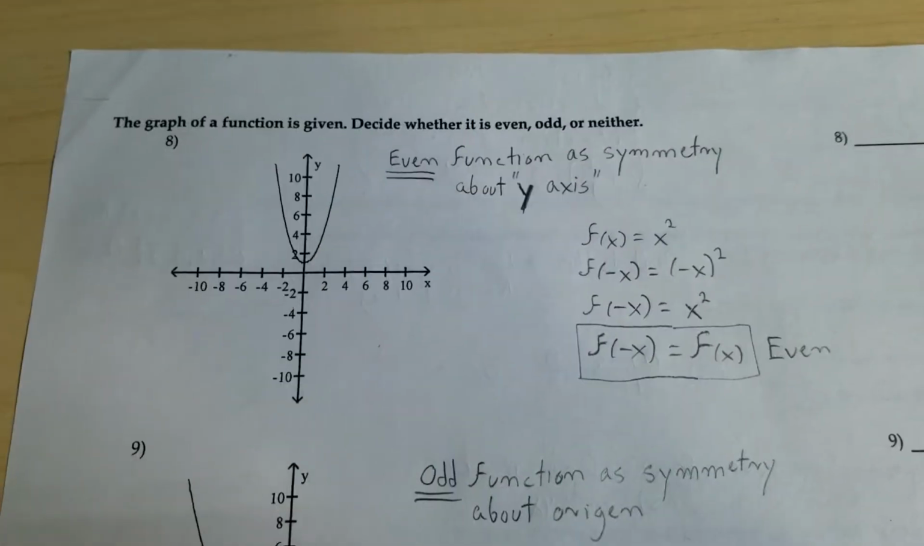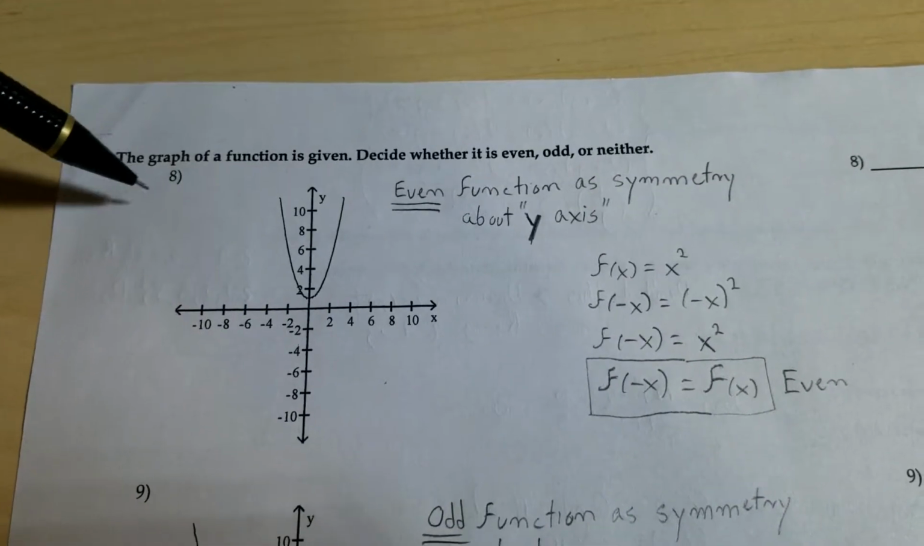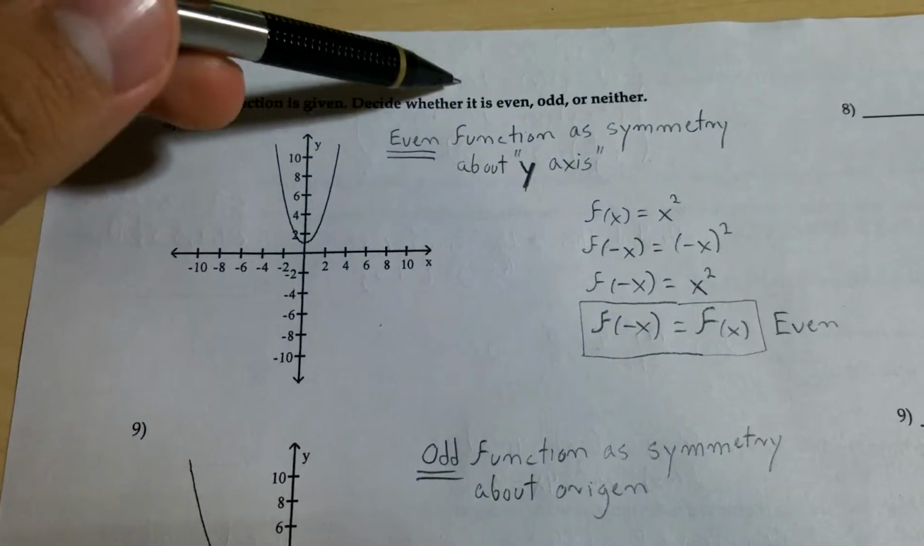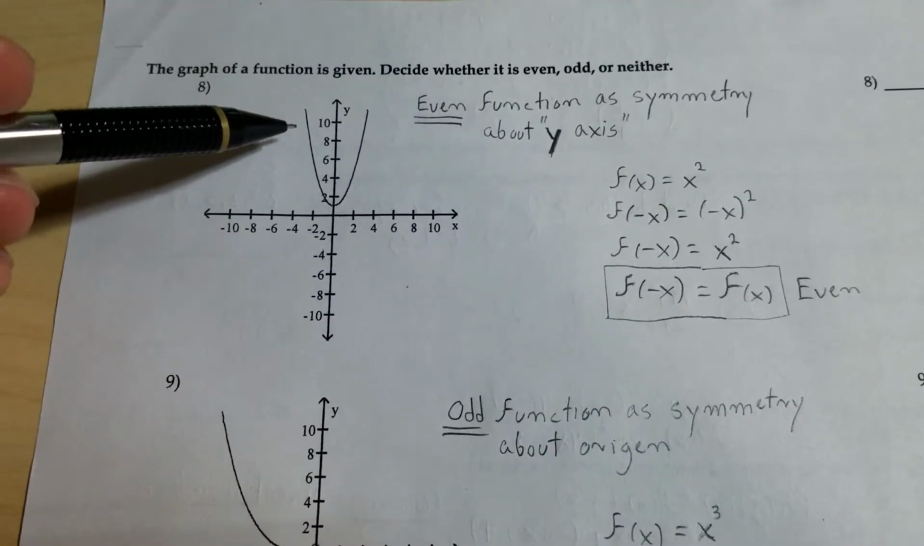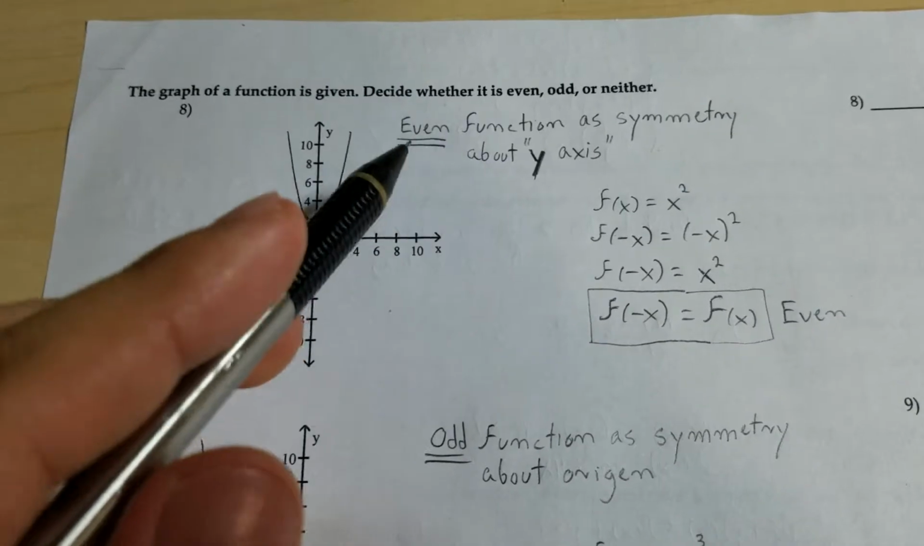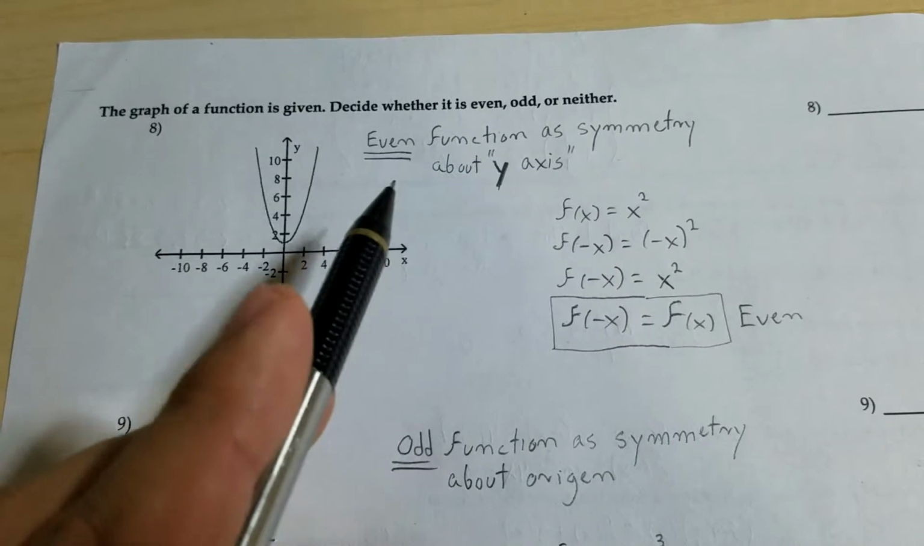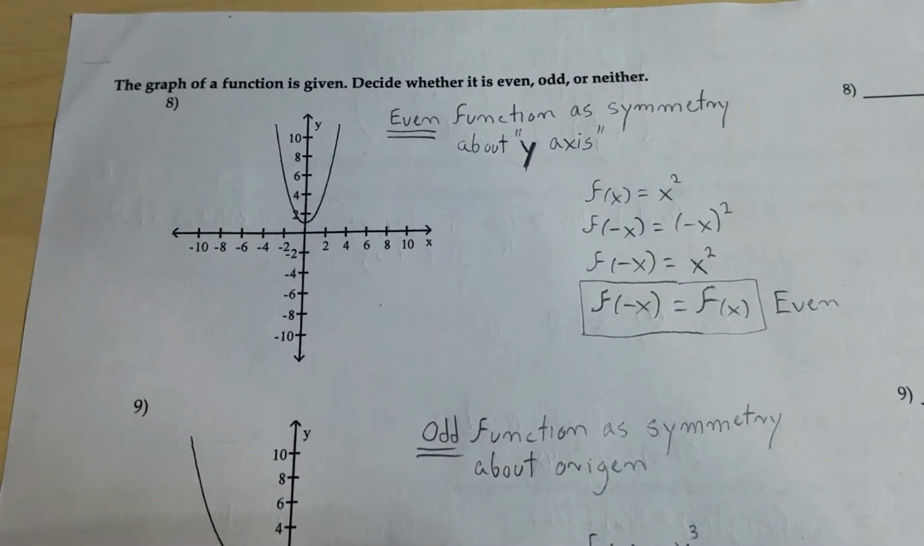We are back now and we are going to start on number 8. So let's see, is this even, odd, or neither? How do we know if this is even or not? Well, this is the rule that you need to know. Even is when a function has symmetry about the y-axis. That's all you need to know.